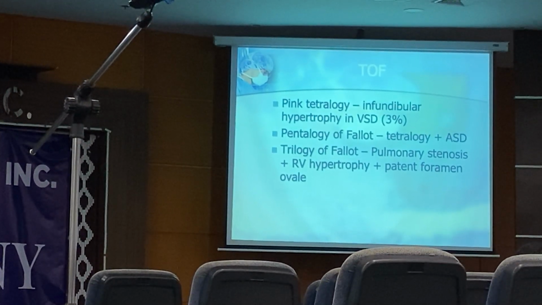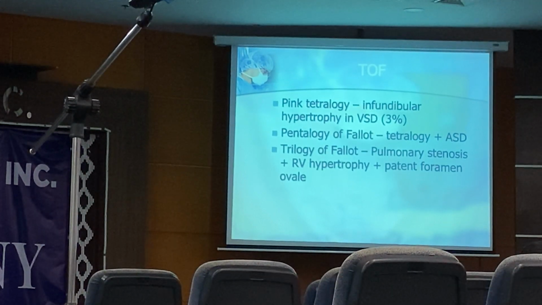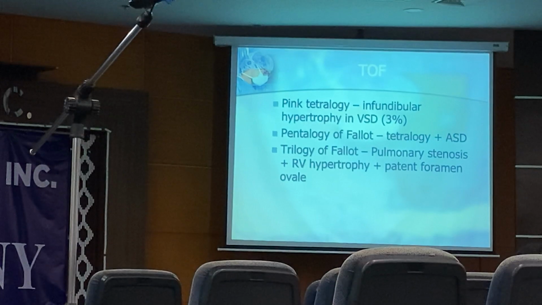You have subtypes of tetralogy of Fallot. You have pink tetralogy, wherein you have right ventricular hypertrophy and PS. In pentalogy, you have tetralogy plus ASD, and in trilogy of Fallot, you have pulmonary stenosis, RV hypertrophy, and patent foramen ovale.